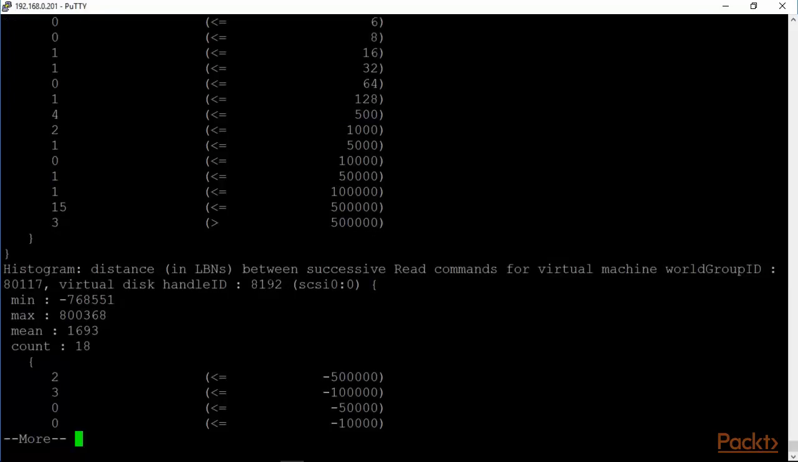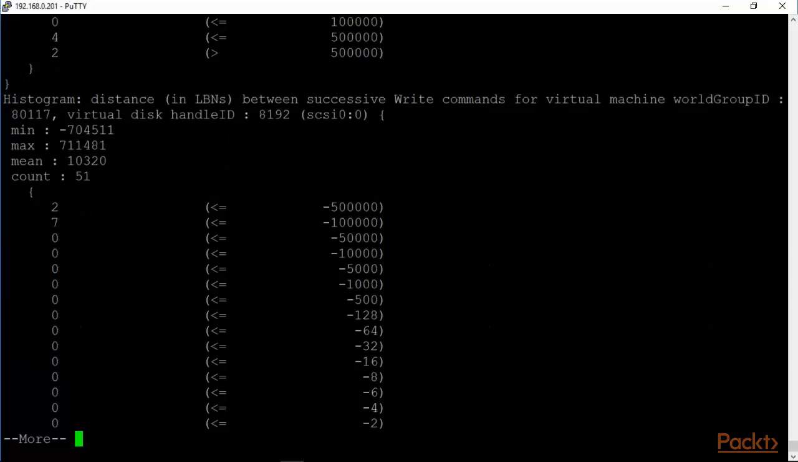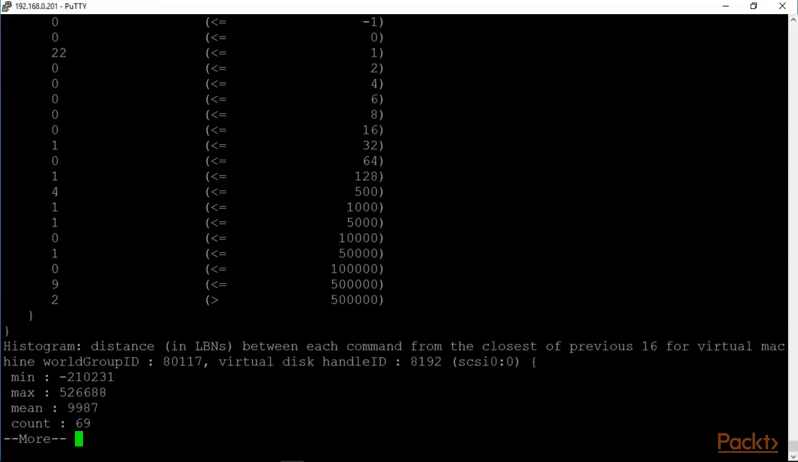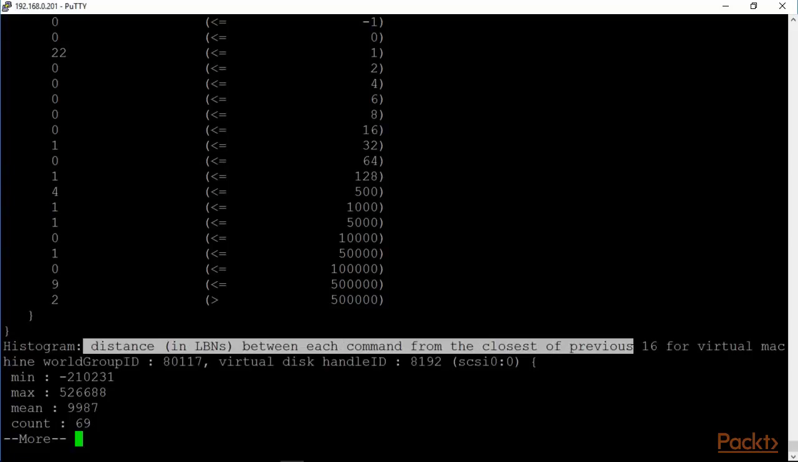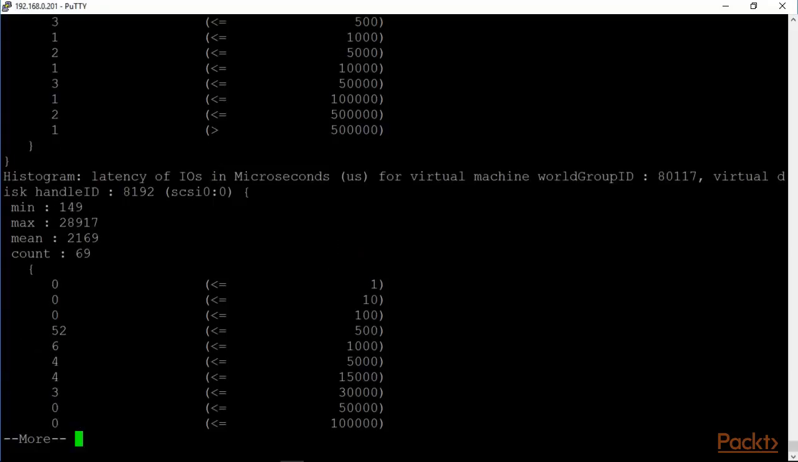Okay, now we are looking at read commands only, distance in LBNs for read commands, and then the next one would be distance in LBNs between successive write commands as well. Then we have the distance between each command from the closest of the previous 16. So this becomes even more granular. Latency is always interesting. Latency of IO in microseconds.